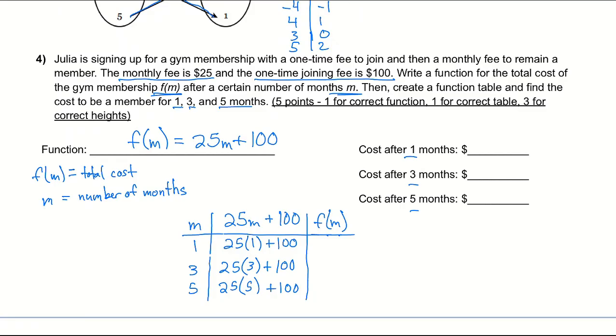So 25 times 1 is 25. 25 plus 100 is 125. 25 times 3 is 75, plus 100 is 175. And 25 times 5, add that to 100, should be 225. So 125 for 1 month, 175 for 3 months, and 225 for 5 months. And that is the front page. Okay? Moving right along.